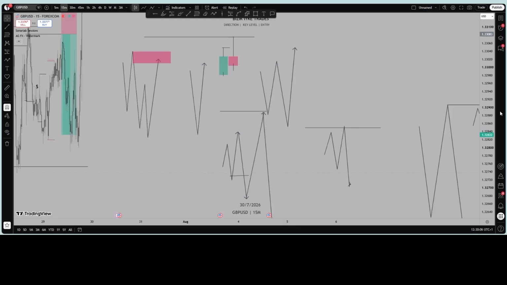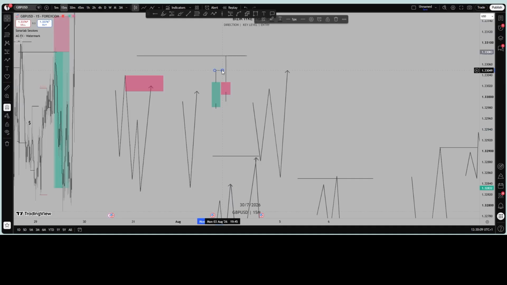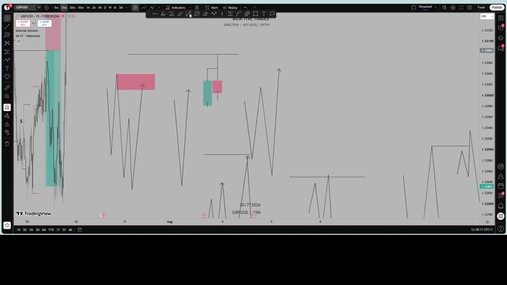And also, if price can tap into my point of interest like this and close like this, there is no need for me to go to the lower time frame. I am going to execute from here because this pattern is a reversal pattern, and I'm going to execute from here to the downside.